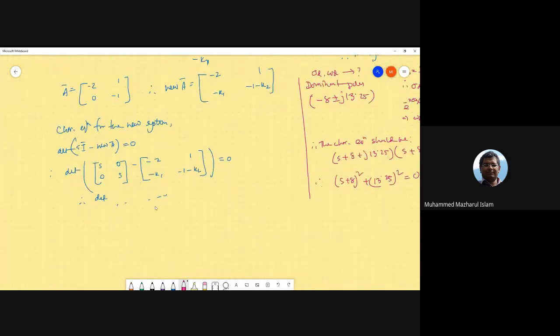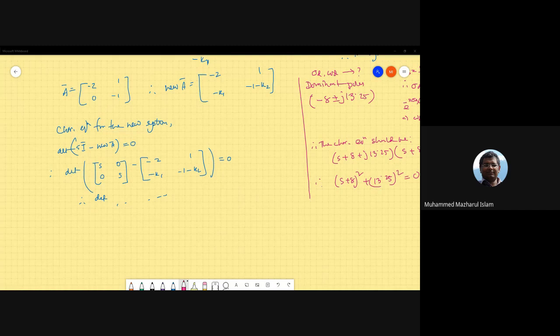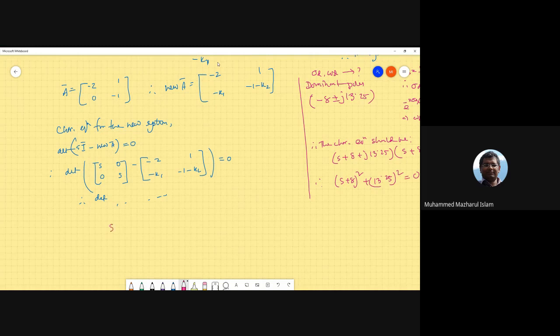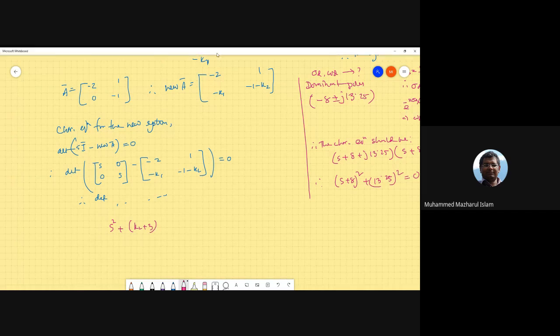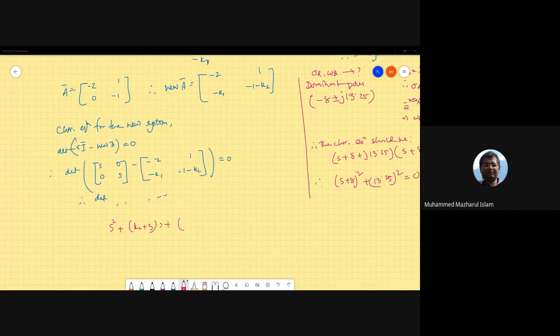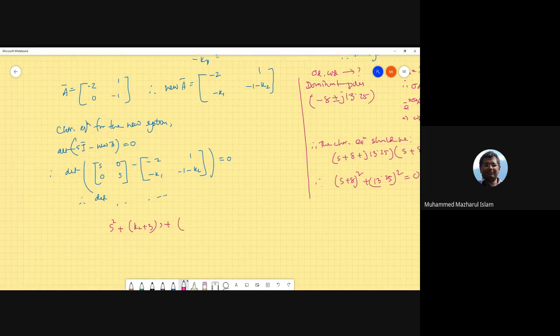If you calculate the determinant, you would see that the terms would be, since this is an example, the solution is already in the textbook, but just to show you the complexity, this would be s square plus K2 plus 3, I think, into s plus, the next one is 2K2 plus K1 plus 2.